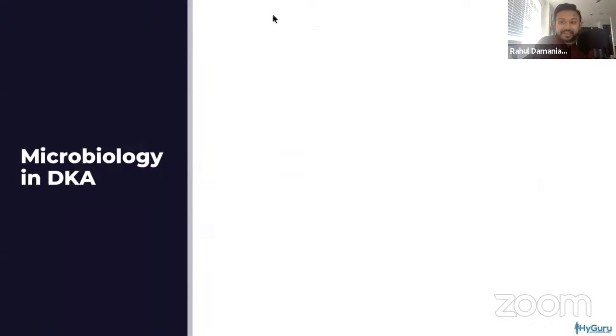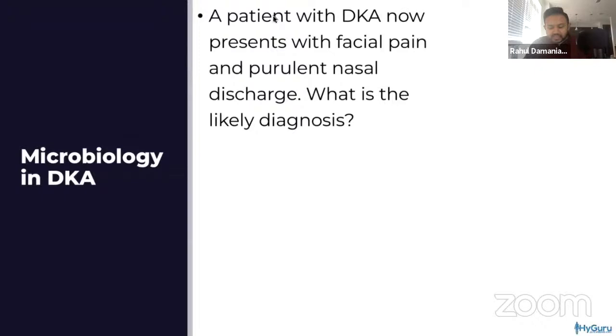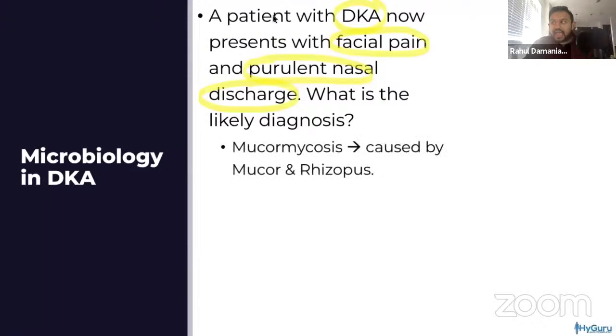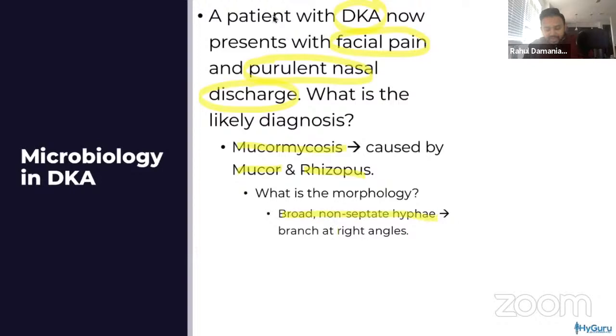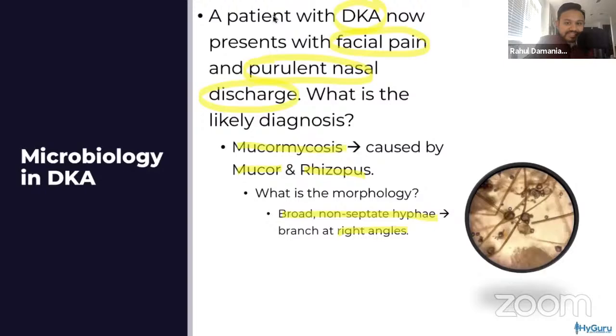All right, here's a microbiology integration. A patient with DKA now presents with facial pain and purulent nasal discharge. What is the likely diagnosis? All right, so in this test question, the patient has DKA and this sinus infection, and you're worried about mucormycosis, and that's caused by Mucor and Rhizopus. And in particular, the morphology is this broad non-septate hyphae that branch at right angles, and it kind of looks like this. But remember that these are invasive sinus infections that are seen in patients with DKA.